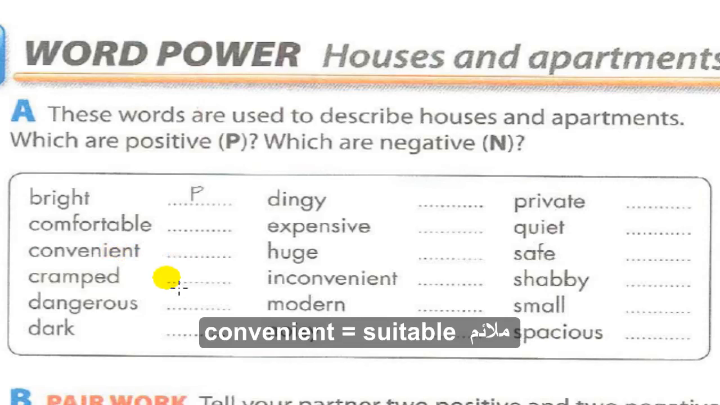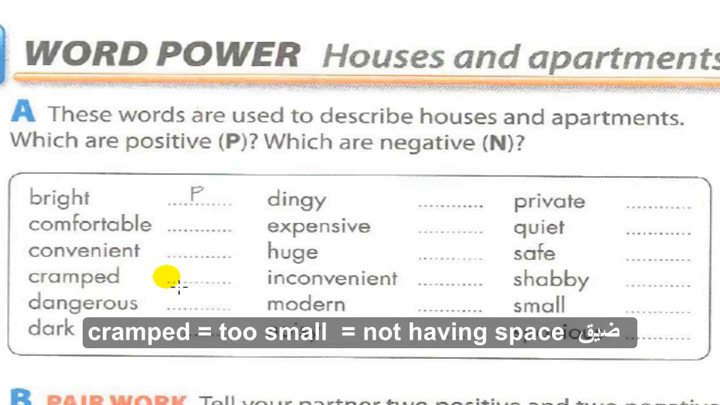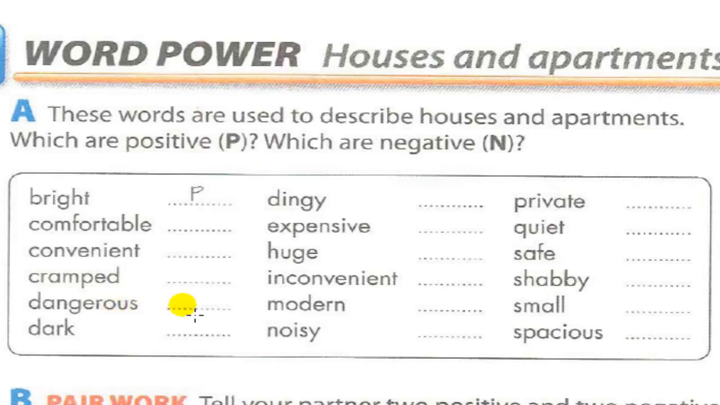Cramped. Too small. So too small for a flat or house. The house is too small. The flat is too small. The apartment is too small. This is negative, N. Dangerous. This is negative. Dark, opposite of bright. Bright, positive. Dark, negative.